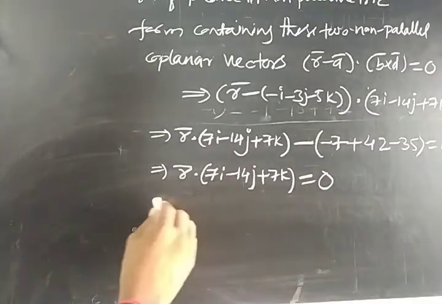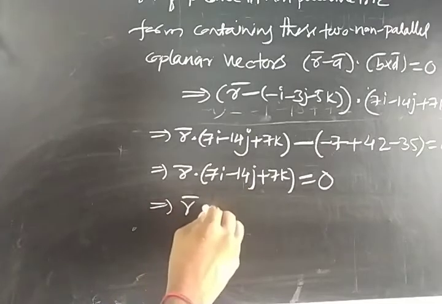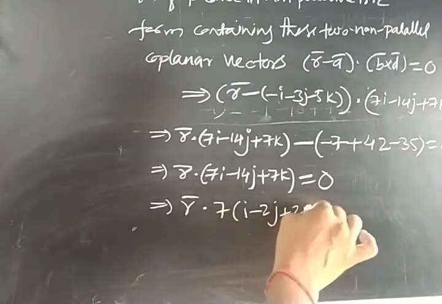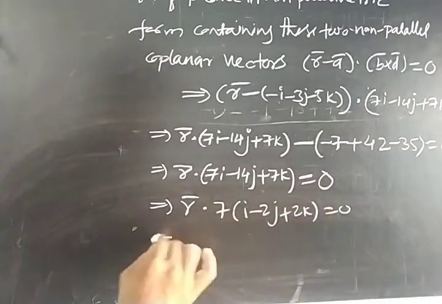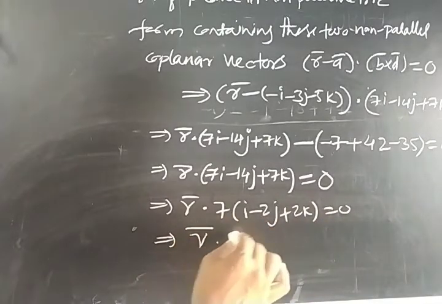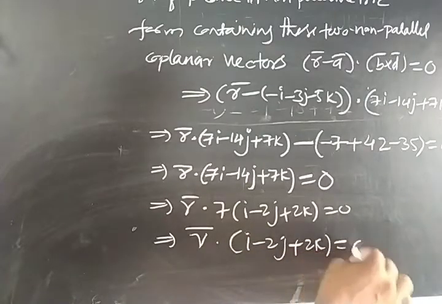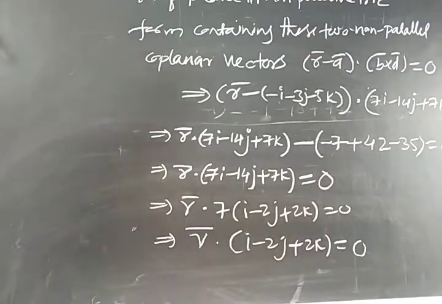You can take 7 common here. R bar dot, by taking 7 common, it will be i minus 2j plus 2k is equal to 0. The scalar you can send to the right hand side. So the required plane equation is R bar dot (i minus 2j plus 2k) equal to the scalar, in non-parametric form. Okay. Right.